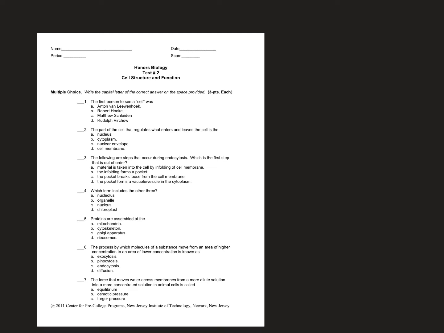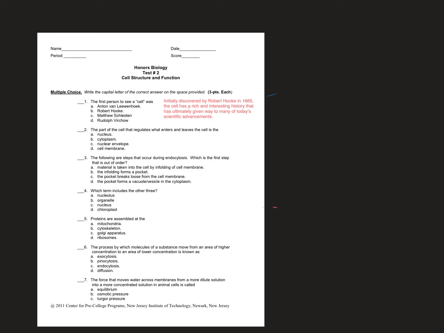All right, so this was your exam. The first question was right out of the book, and it asked, who was the first person to see a cell? And that person was Robert Hooke. So the part of the cell that regulates what enters and leaves the cell is the cell membrane.